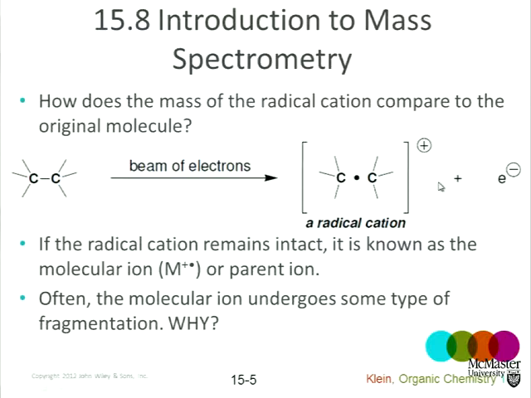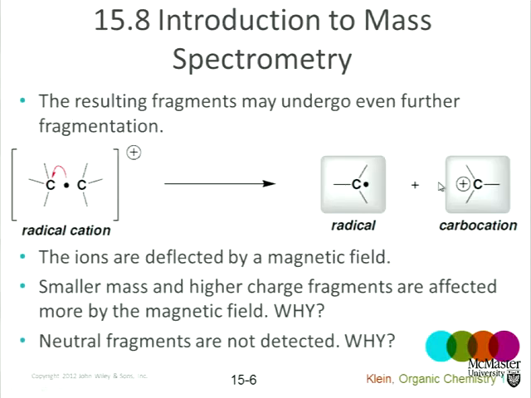If the bond breaks, then I end up with a radical that's neutral at one end and a cation at the other. So fragmentation results in a radical that is not charged, 7 electrons, 1 electron short of the octet, and a carbocation that is positively charged. So we then take these ions that we've created by bombarding our molecule.